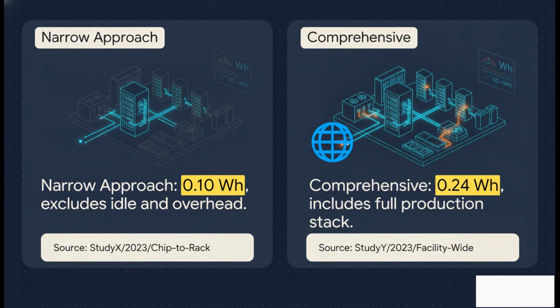If you were to use an older, narrow measurement boundary that completely ignores those idle machines and the facility's power usage effectiveness, you'd incorrectly estimate the prompt's cost at just 0.10 watt-hours. By ignoring the physical reality of the data center, a narrow boundary undercounts the true physical energy by more than half. This is exactly why you always have to ask what is actually being measured.